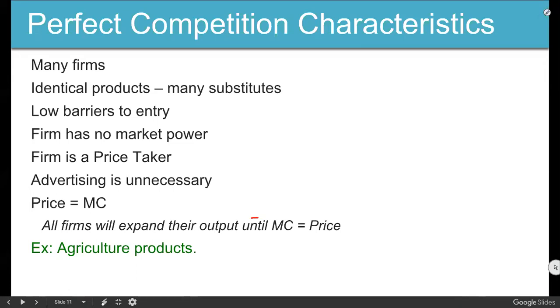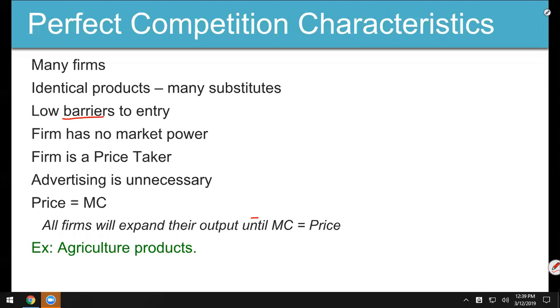We'll talk about these barriers. Barriers, what is a barrier? Something like a wall. Yeah, an obstacle, a hurdle. There's very little keeping you from doing it. You don't need much special equipment. Start growing a few watermelons. You don't need any special equipment. Do you need a license to do it? Do you need to file a patent or anything like that to grow watermelons? No. It's fairly easy to get into the watermelon business.